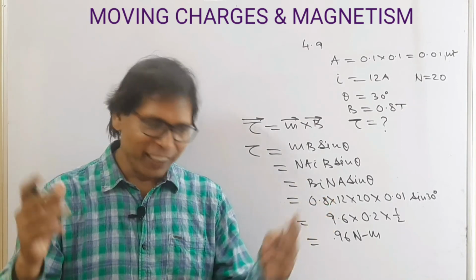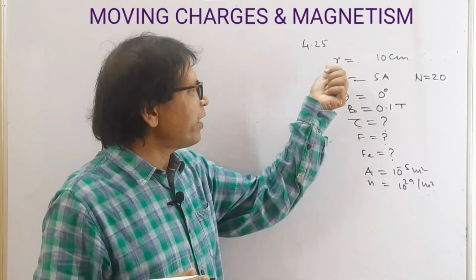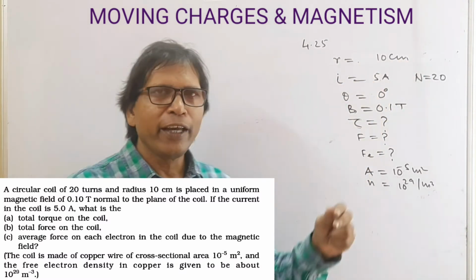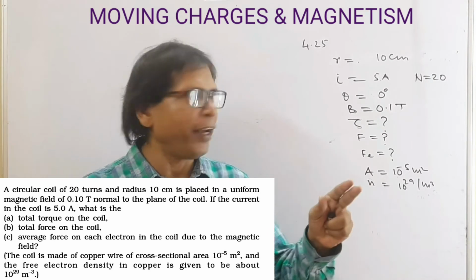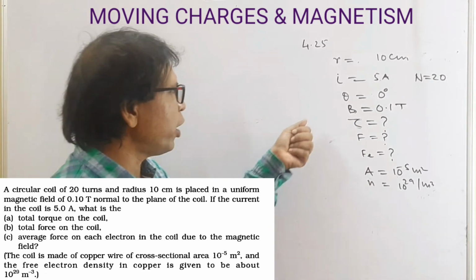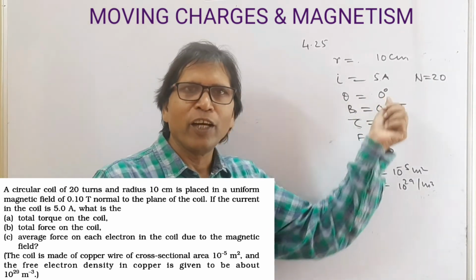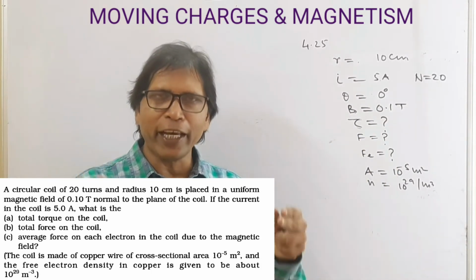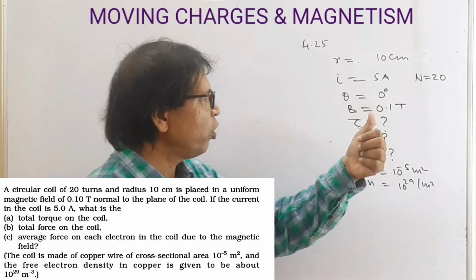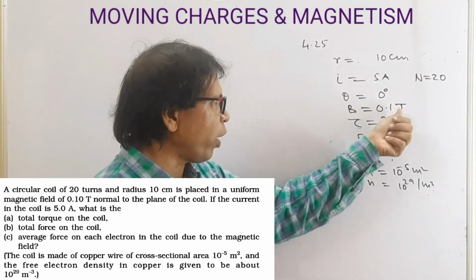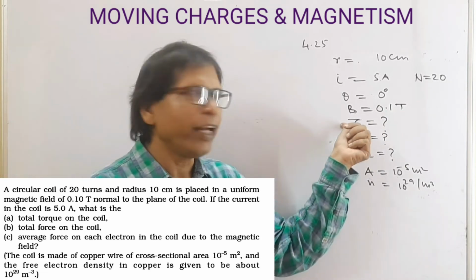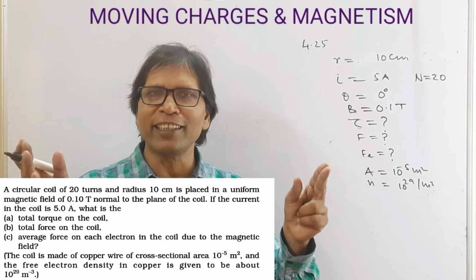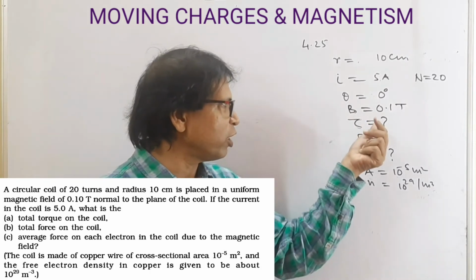Okay, understood? Now 4.25. A circular coil of radius 10 cm carrying current 5 ampere and number of turns N is placed normal to the magnetic field. So the angle between the magnetic moment vector or area vector and the B vector is 0. And now look at this, B equals 1 Tesla. Find the torque. As theta is 0, the torque acting on it is BINA sin theta. Sin theta is 0, so torque is 0.